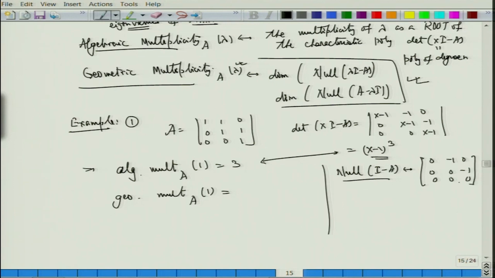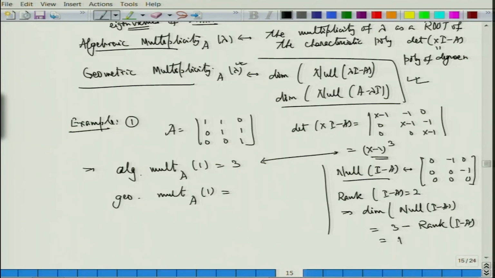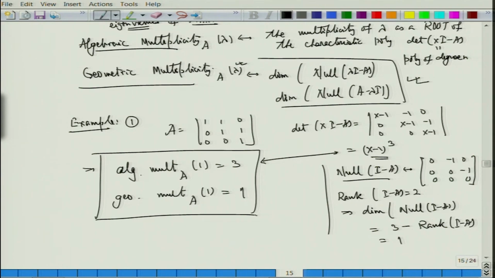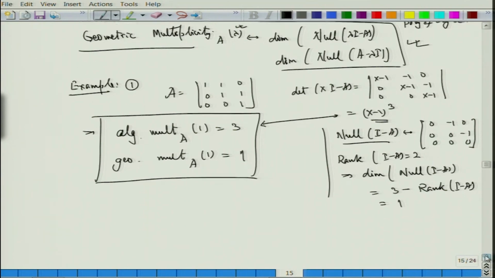So, this is the matrix that I am looking at. Now, the rank of this matrix is 2, rank of I minus A is 2. This implies the dimension of the null space of A will be equal to 3 minus the rank of I minus A by the rank nullity theorem, which is 1. All right. So, the geometric multiplicity is 1. Is that okay? Try that out yourself.